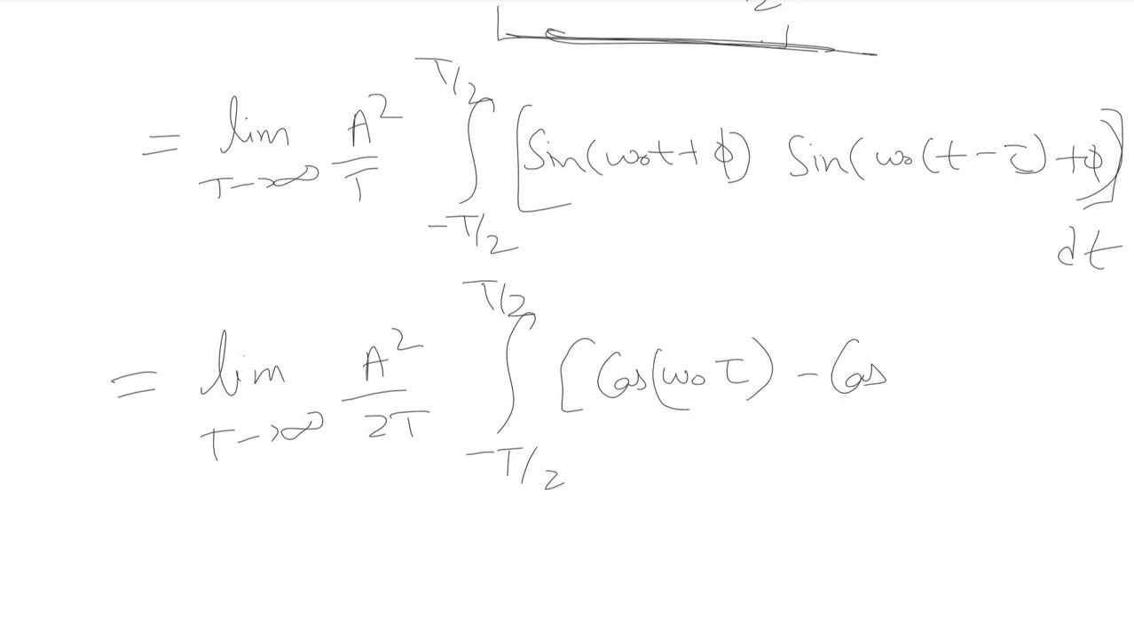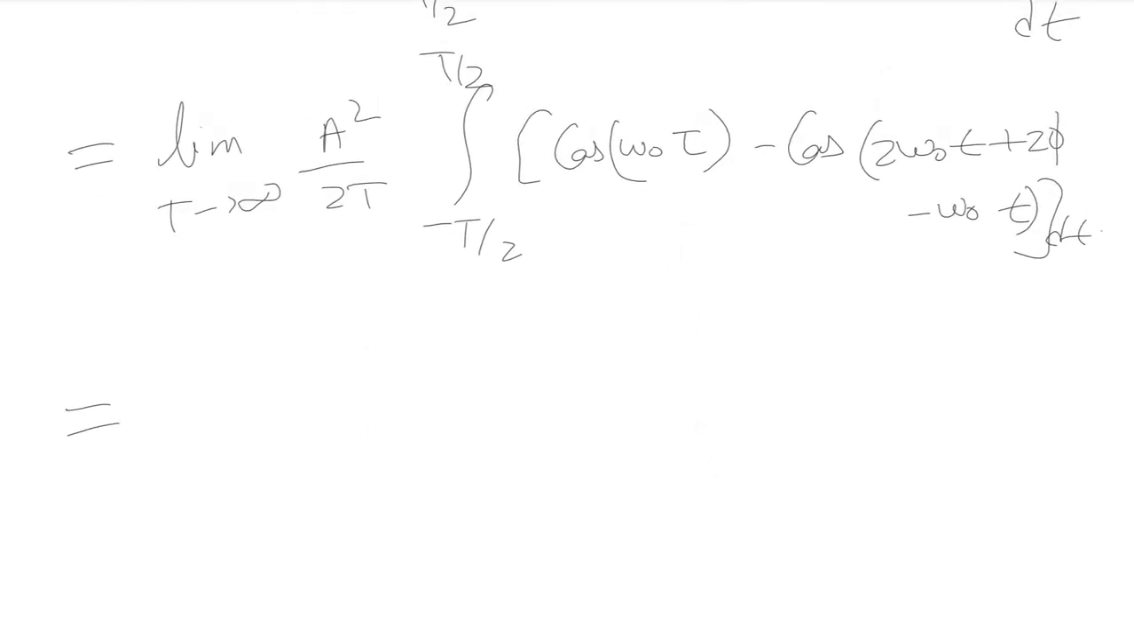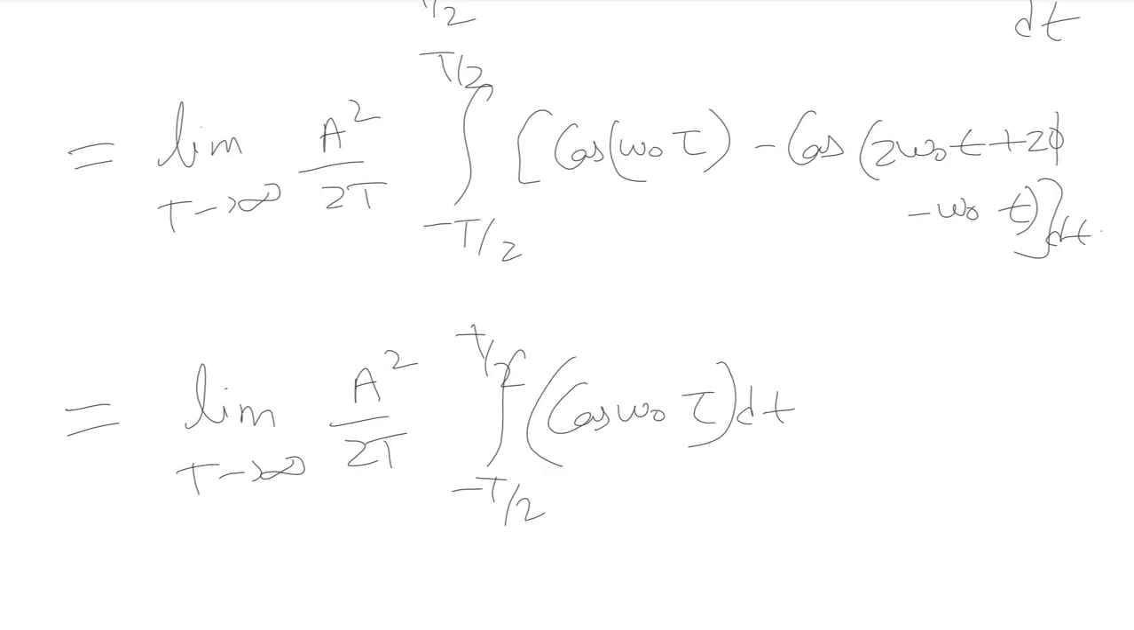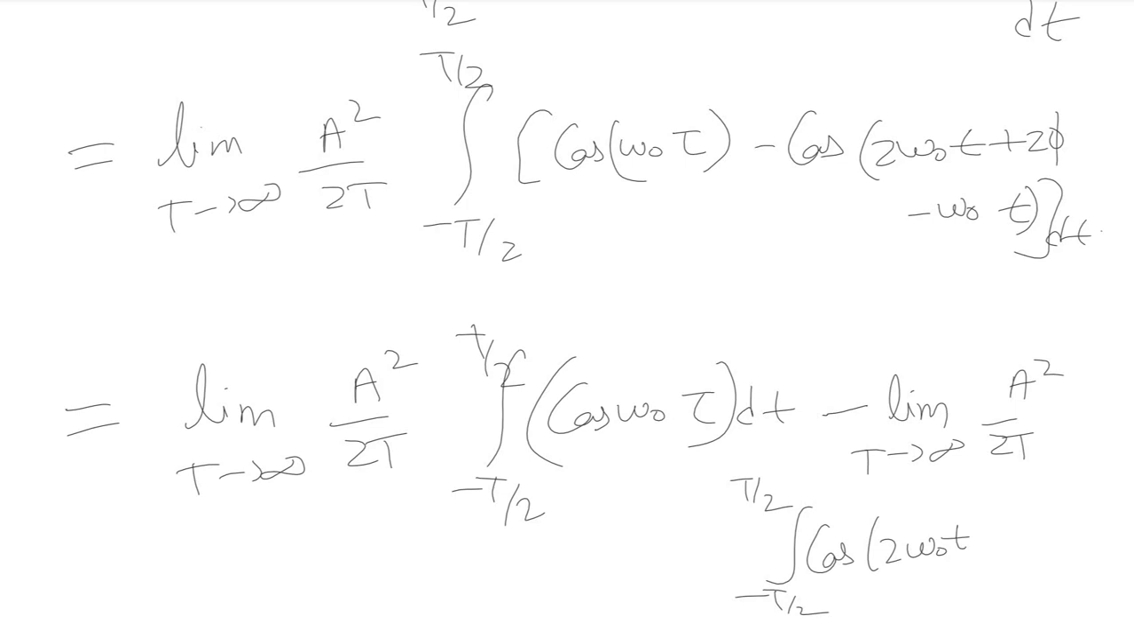minus cos of 2 omega naught t plus 2 phi minus omega naught tau, dt. We used the trigonometric identity for sine a into sine b. It's further equivalent to limit T tending towards infinity A square by 2T integral of cos omega naught tau dt, minus limit T tending towards infinity A square by 2T integral of cos of 2 omega naught t plus 2 phi minus omega naught tau, dt.